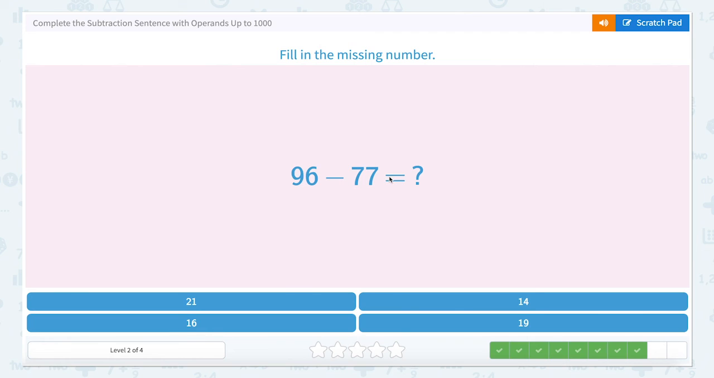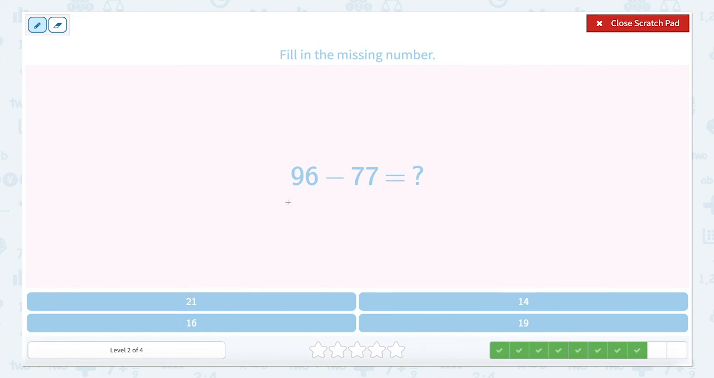Now here's this next one. 96 minus 77 equals blank. So we could rewrite this as an addition sentence again. 77 plus something is going to give us 96. So I like to think about this as going bit by bit. So if I'm at 77, let's get to 80. So let's add 3 more, and that gets us to 80. And then if we're at 80 and we need to get to 96, we can add 10.